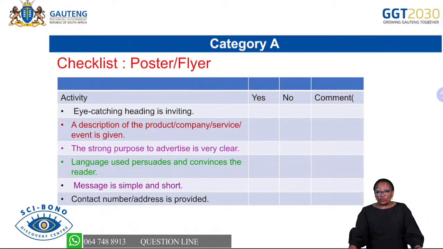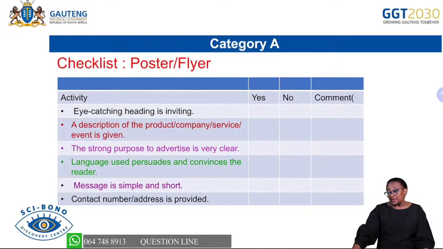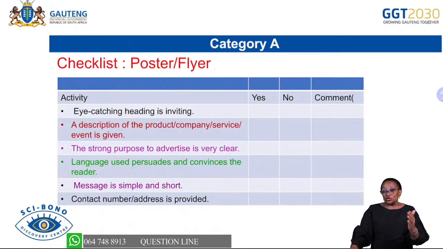You also include the contact number or the address. Like I said, that will also depend on the product, the company, the service, or the event that you will be advertising. So look at that checklist. It will help you many a time when you come to doing your self-assessment or your peer assessment activity.